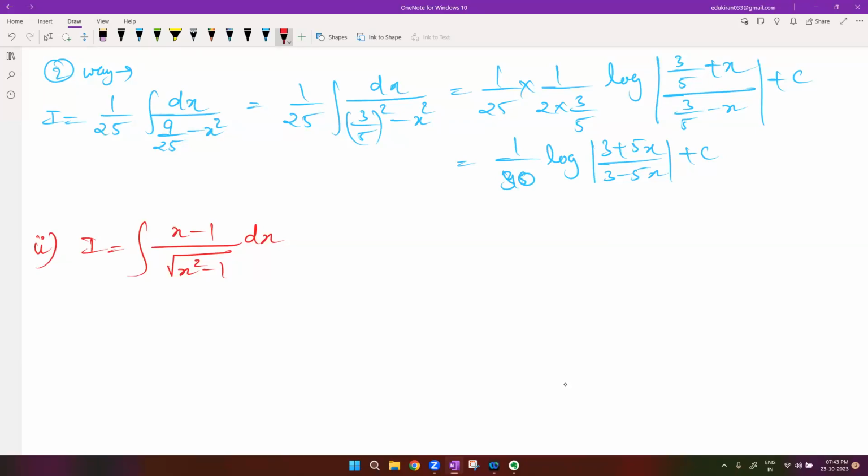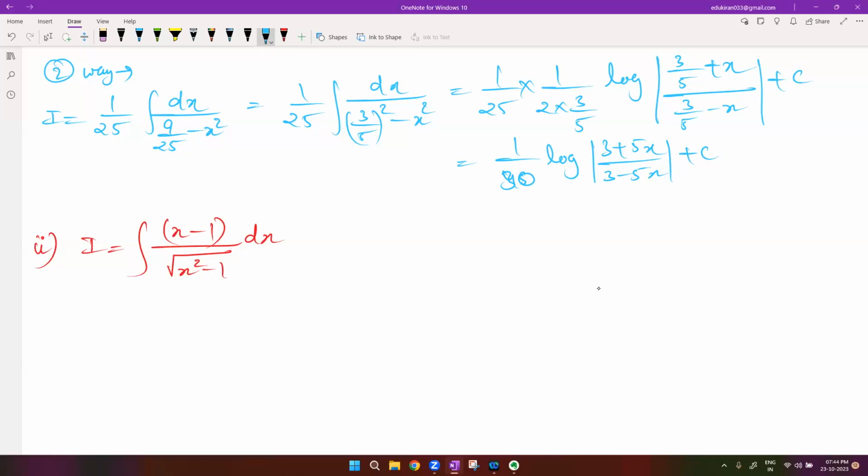Okay, let's solve this. Now this is an 8th type question. This belongs to the 8th category only, but the second category of the 8th, which is a linear expression divided by root over quadratic. This is a linear expression, and in the denominator there is a quadratic expression inside a root. So if we are able to solve this one, I guess we can understand the rule that we have written better. So how do we start?